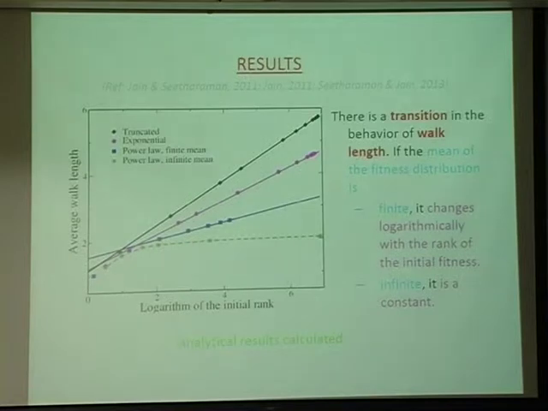And when we use this transition probability and those fitness distributions, we could get an analytical expression for the average walk length. And from this figure, we verified it with simulations as well. The obvious thing that comes up from this figure is that when the fitness distribution has an infinite mean, then the walk length becomes independent of the initial fitness. Whereas when its mean is finite, then the walk length depends logarithmically on the initial fitness, the rank of the initial fitness.